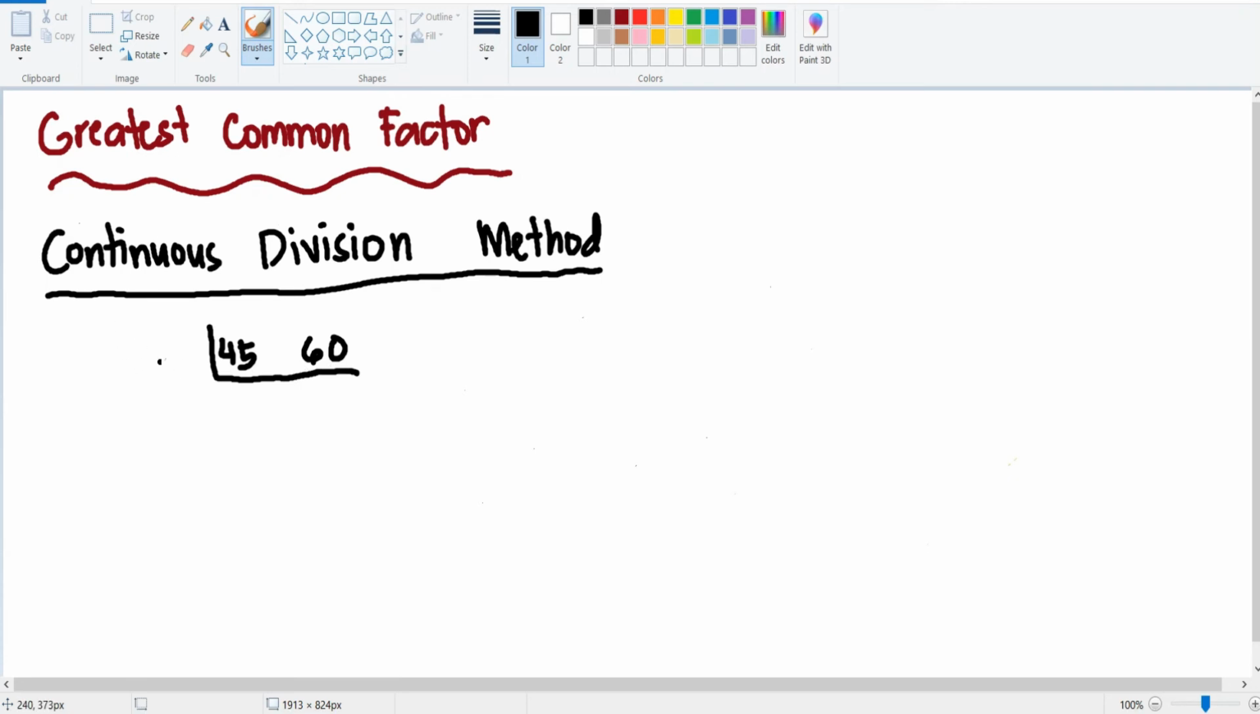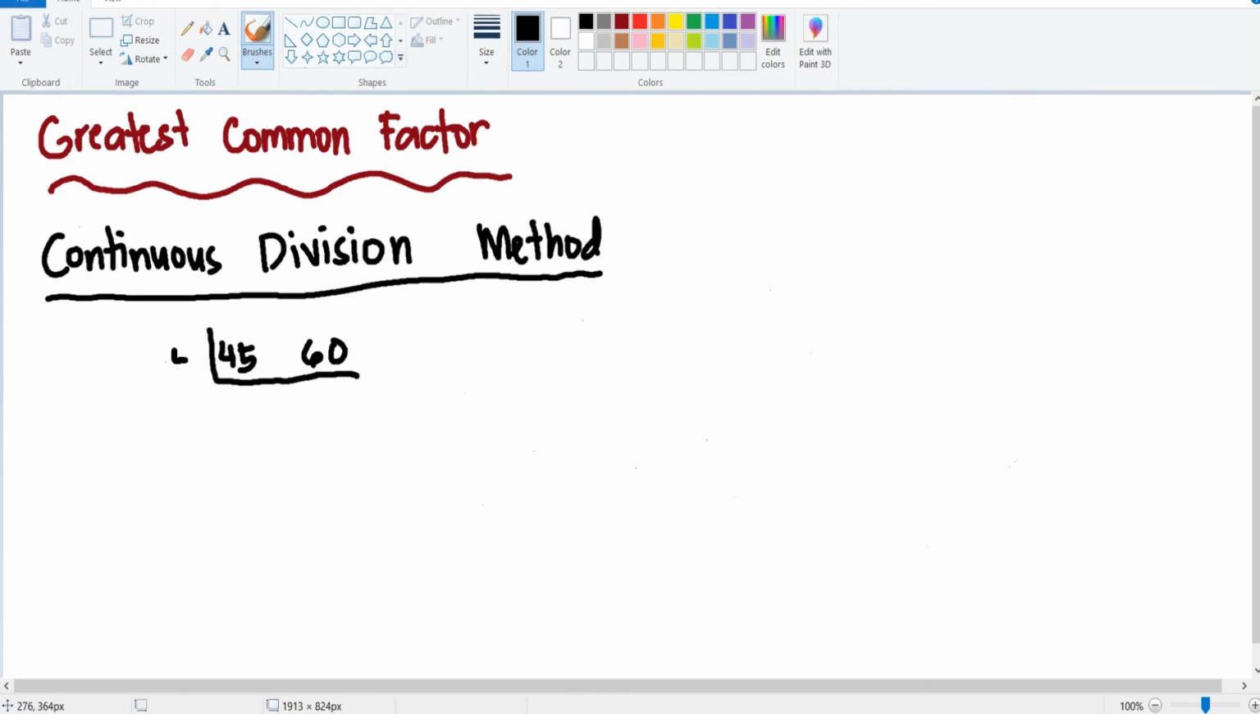So this will be the sign of long division method. It's just a reverse of a division sign. So all you have to do is to find a number that we can divide 45 and 60 by. It can be a prime number or a composite number. So in our case, we can use 5 here. So 45 divided by 5, that is 9. You write 9 below the 45. And then 60 divided by 5, the answer is 12. You write 12 below 60.